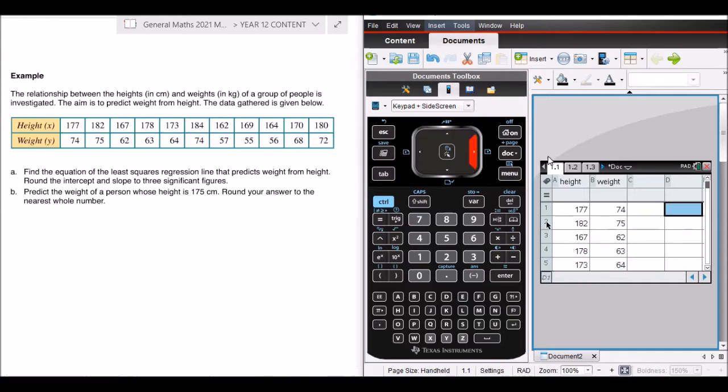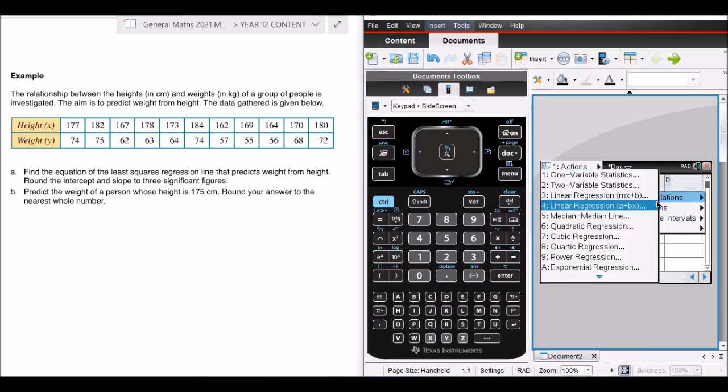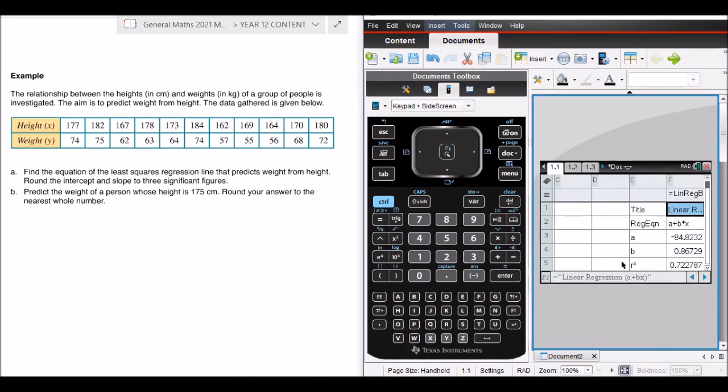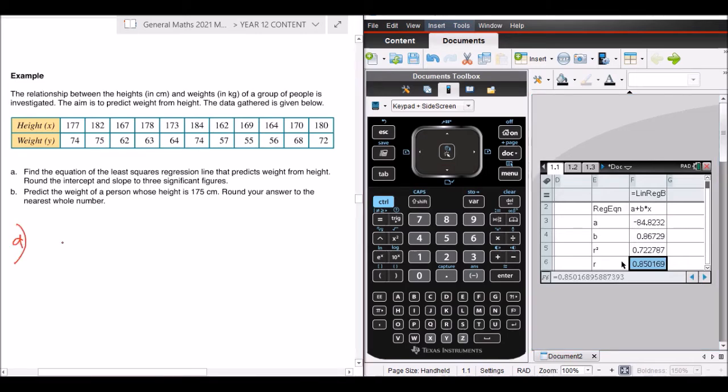Let's go menu, statistics, stat calc, a plus bx. Remember, what's your EV? In this case, it's height, and my RV was weight. And there is my A and B. So remember the formula: it should look like this, y equals A plus bx. So the formula should be A, negative 84.82. It says 3 sig figs as well, so negative 84.3, plus my B is 0.867.